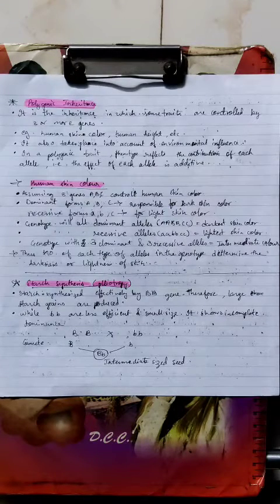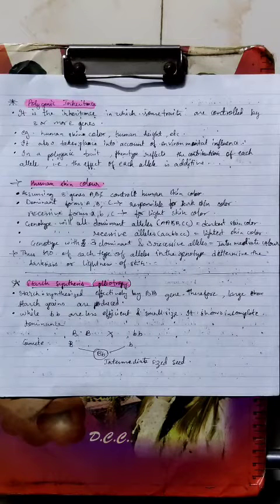Human skin color. Assume that three genes A, B, and C control human skin color. Dominant forms A, B, and C are responsible for dark skin color. Recessive forms a, b, c are responsible for light skin color. Genotype with all dominant alleles will give the darkest skin color. Genotype with all recessive alleles gives the lightest skin color, and genotypes with 3 dominant alleles and 3 recessive alleles will give the intermediate skin color.